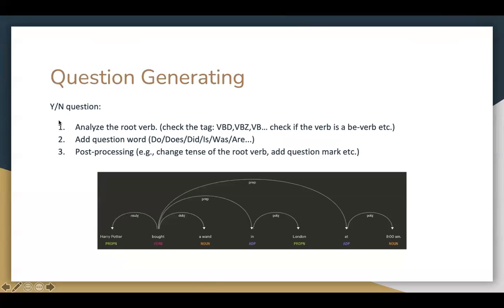So the first kind of question we can generate is a yes/no question. It is pretty straightforward. The first step is to analyze the root verb. Our system can recognize whether this root verb is in its past tense or not by checking the tag, whether the tag is VBD, VBZ, or VB. And our system can also check if the verb is a be verb or not. The second step is to add a question word: do, does, did, is, was, are, etc., based on the information we get from the first step. And the last step is processing. For example, change the root verb to its lemmatized version and add a question mark, etc.